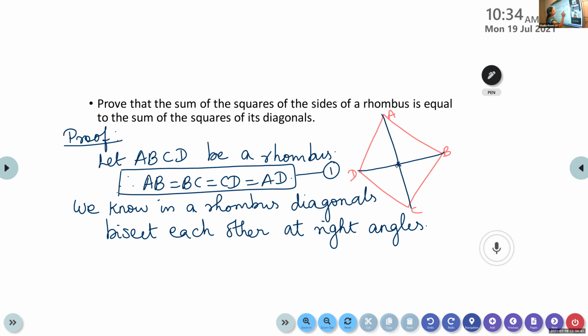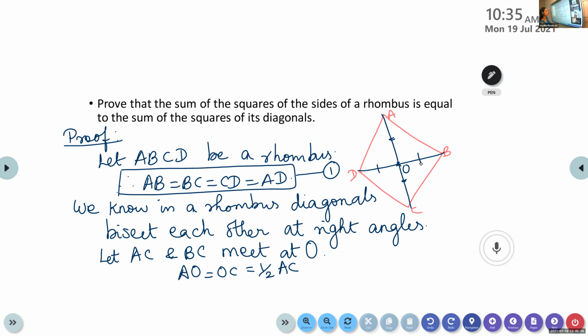Is it correct? What is meant by bisecting? Bisecting means dividing into two equal parts. So AO will be the same as OC. Similarly, OD will be the same as OB. OD is equal to OB, which is equal to half of BD. This is equation 2.